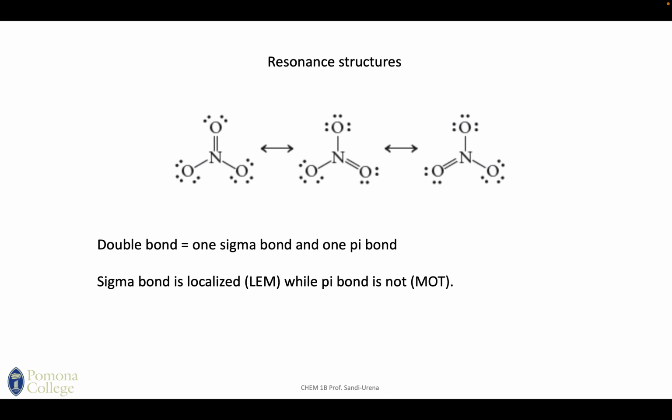And that leads us to this idea of just thinking of the sigma bonds in a molecule as localized, which means we're going to use the localized electron model for the sigma bonds and think of the pi bonds as not localized, which means we're going to use the molecular orbital theory for them. And that makes sense because sigma bonds are, we say, in between the two nuclei. The electrons are in that internuclear distance, in that axis. So we can think of them as being localized there.